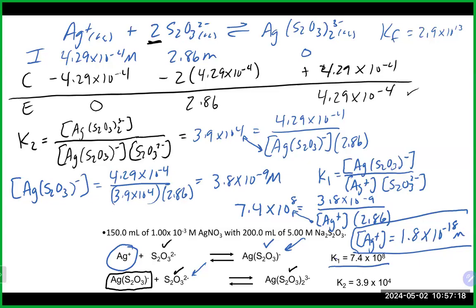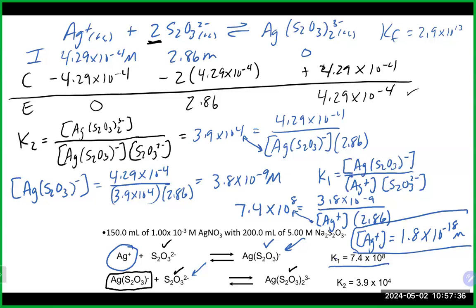So in this case, because we were given the stepwise formation, we could use each of the individual steps because they're all equilibrium reactions, and we could solve for each of the things that we were missing. Any questions on that?